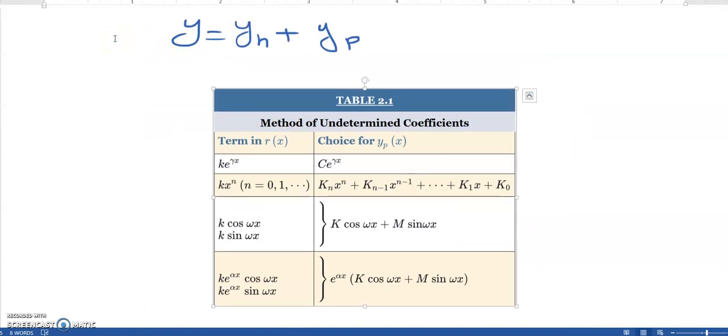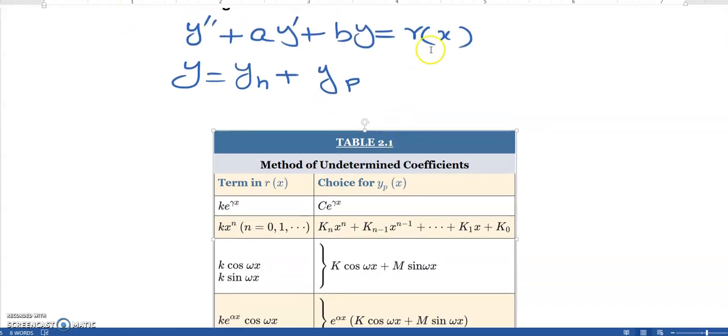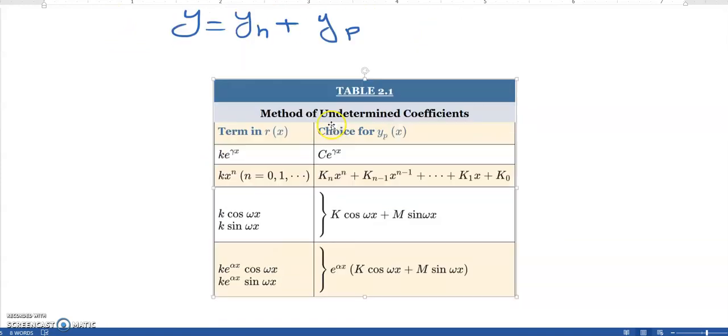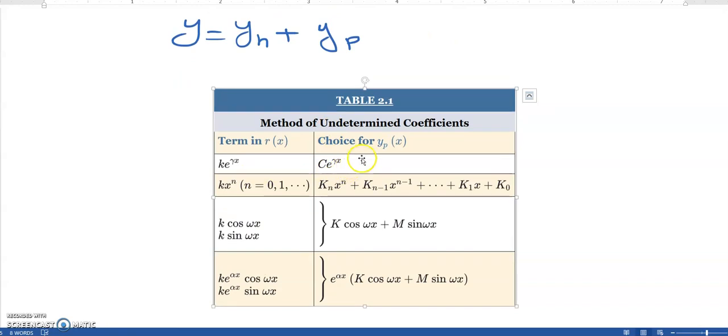This table 2.1 shows that to determine the solution yp, we have to see the type of this r(x). If the type of r(x) is exponential, then the choice for yp will also be an exponential function. If the function r(x) is a polynomial, the choice of yp will also be a polynomial, and similarly for cosine and sine as well.